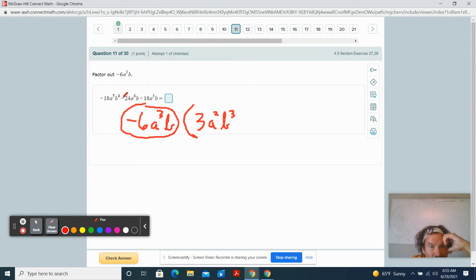Next, we take negative 24, we divide by negative 6, so this is going to be a positive. And this is going to be a 4a. And we don't need a b, because we have the b out here. So just 4a. And then we have a minus 18, so this is going to be a plus. And this is going to be a 3. And that's it. That's what we put in.